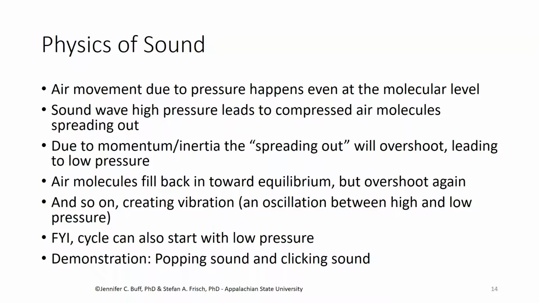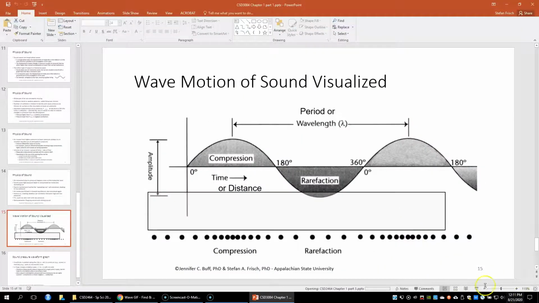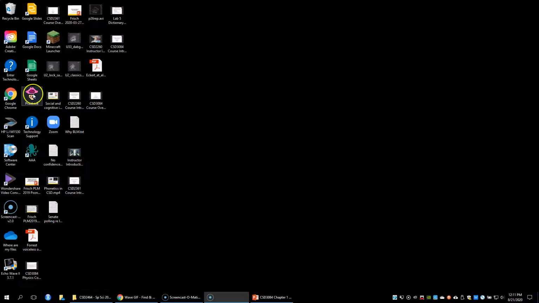This whole process can also start with low pressure. If you have a low pressure area, then air molecules rush into it. When they do that, they overshoot, creating high pressure, and so on. We can look at those high and low pressure ways of starting sounds, contrasting a couple of things you can do with your mouth. To do that, I'm going to hop over to the PROT program, which I think looks like an ear with a pink hat on it, but I guess that thing is supposed to be a mouth up at the top.